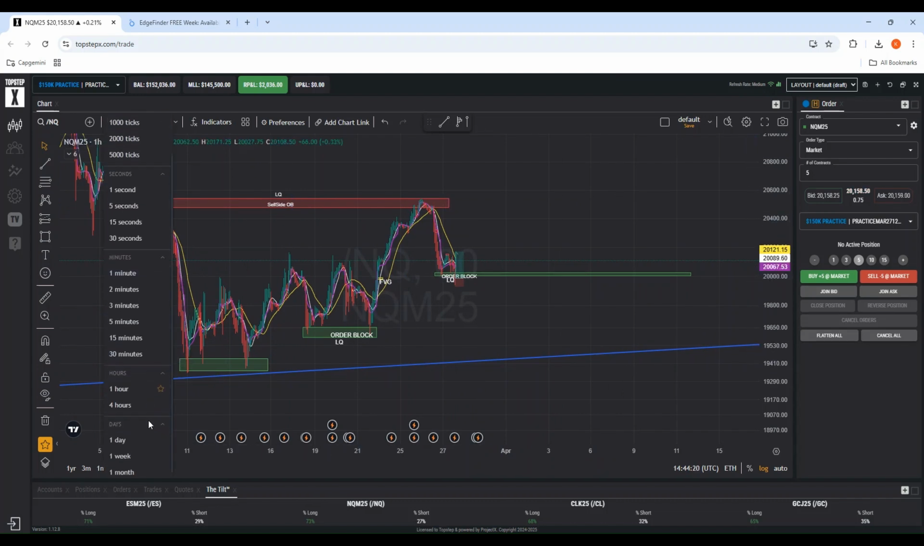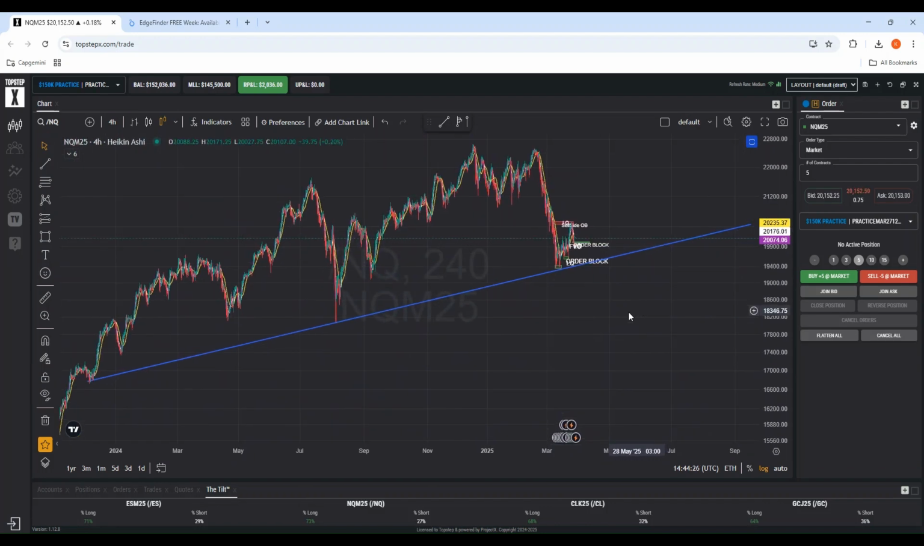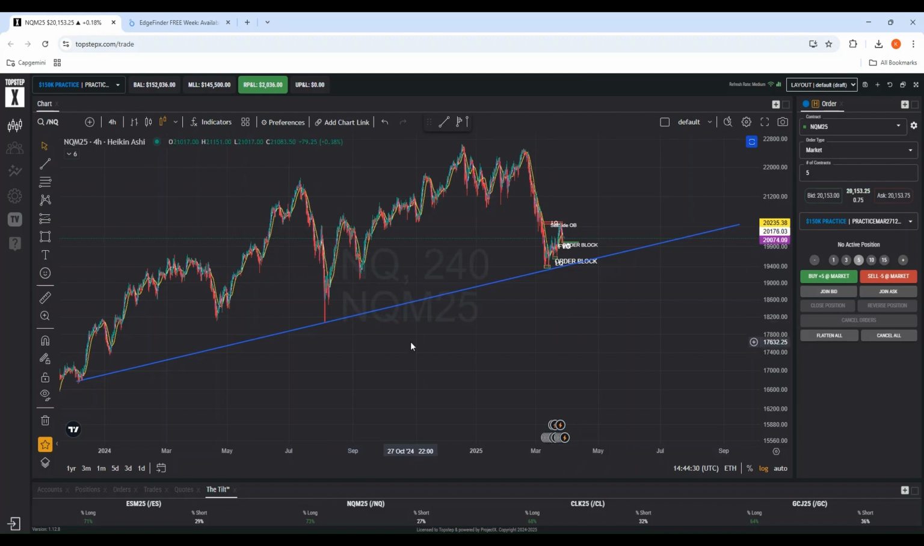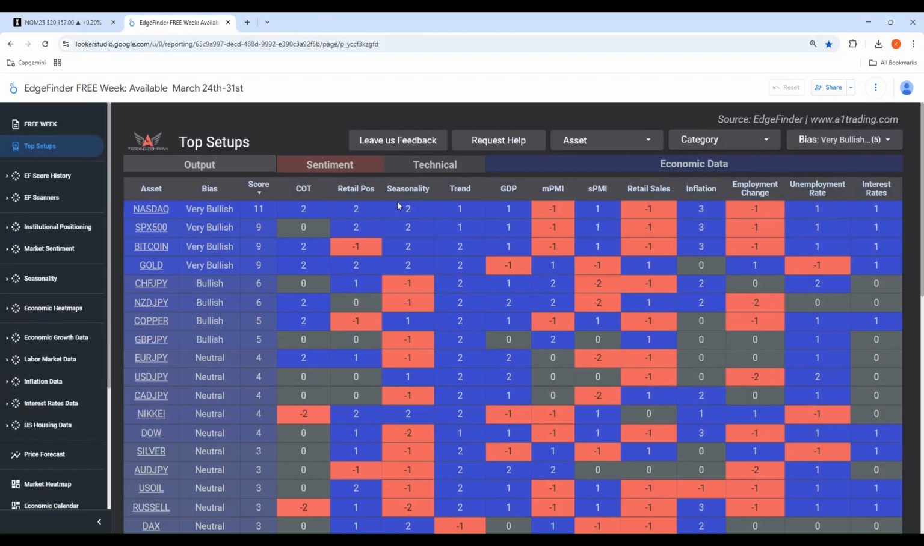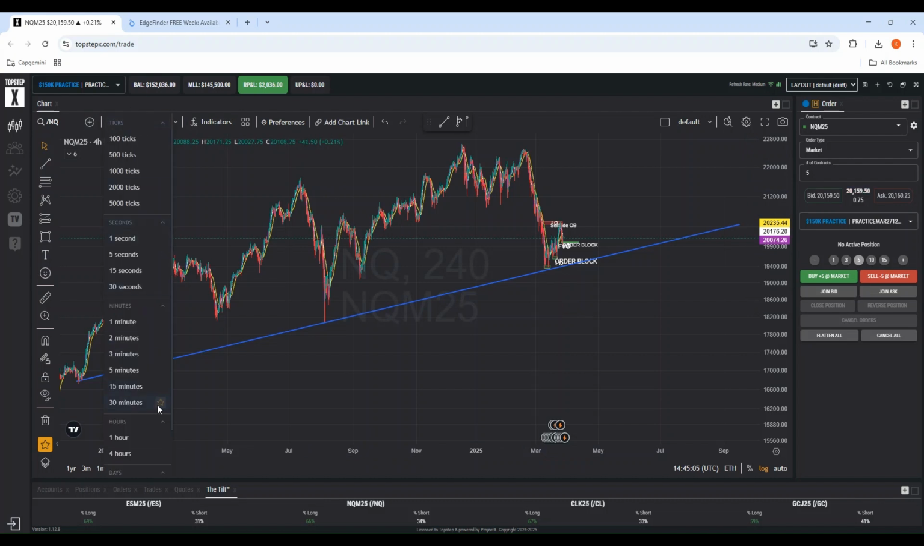First of all, let me just say we are in a bullish market. This is not a bearish market under any circumstances. As you can see from the Edge Finder data that I send in as well during the day, we are very bullish at the moment. That takes into account the COT data, retail positioning, seasonality, trends, GDP, retail sales, inflation, employment change, unemployment rate, everything. It takes everything into account and scores it. And it's very bullish at the moment, so it's the top of the chart. So this is a massively bullish market. We have lots of investors and hedge funds putting in their longs in the area that we've seen today.